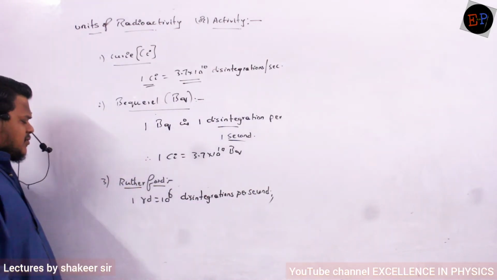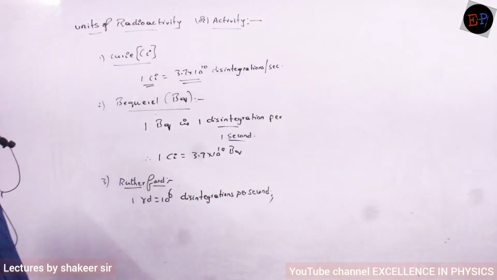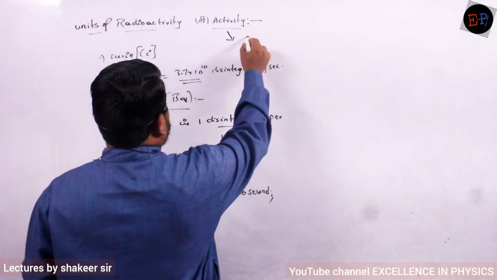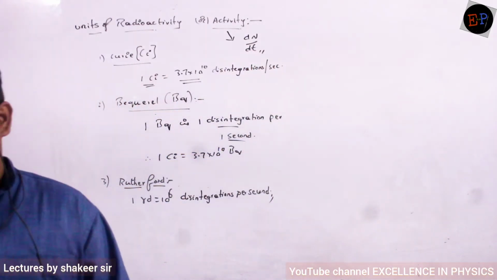And what is meant by Rutherford? 1 Rutherford is 10 power 6 disintegrations per second. So these are some of the units of radioactivity, or you can call it activity. Activity is also called dN divided by dt, the number of disintegrations per second.